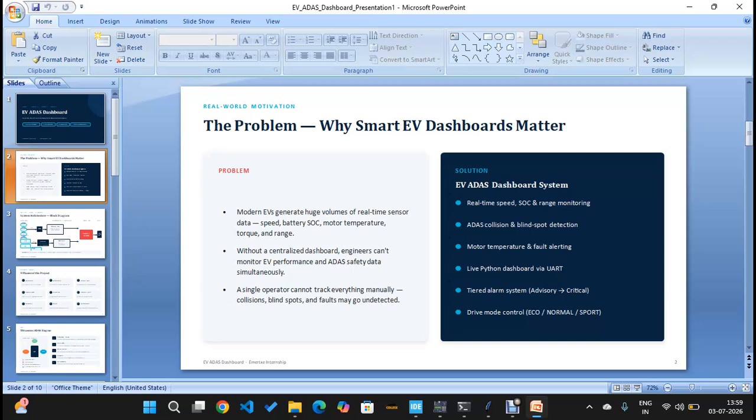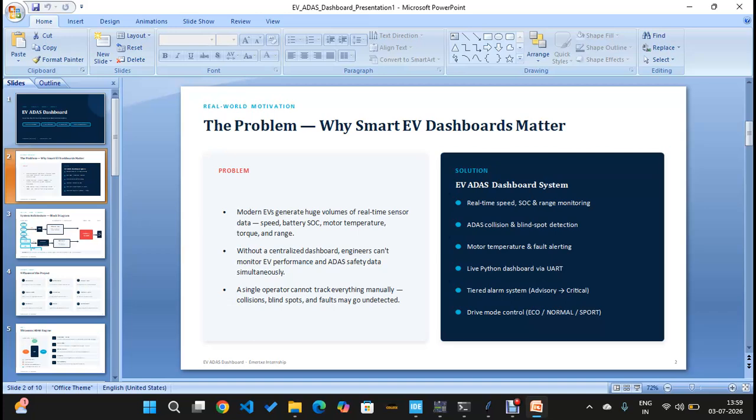What I have implemented in my project to solve this problem is the EV ADAS dashboard system. First is real-time speed, SOC, and range monitoring. Second is ADAS collision and blind spot detection, basically left and right distance blind spots. Then motor temperature and fault alerting: if the temperature goes above 90 degrees Celsius, we give an alarm, which is a fault, and everything just stops.